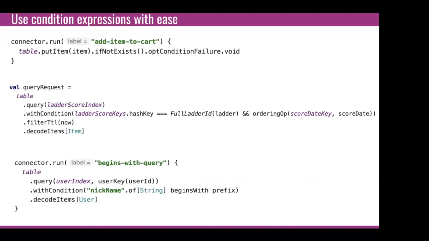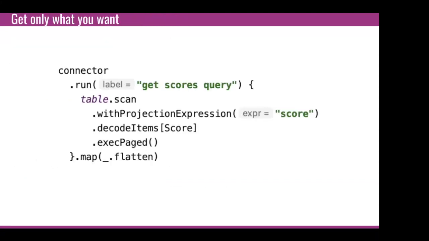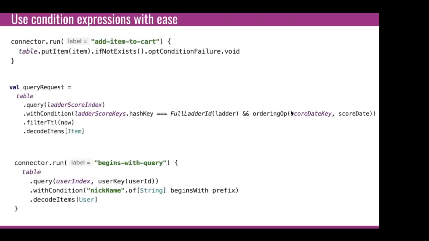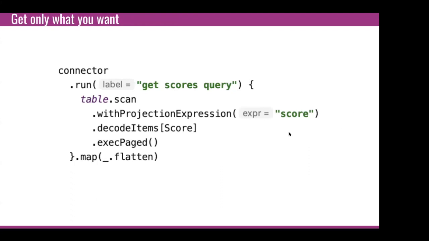In case you don't want to spend a lot of traffic getting redundant information, you could use a projection expression combinator. Here we just specify that we want to get only the score attribute.